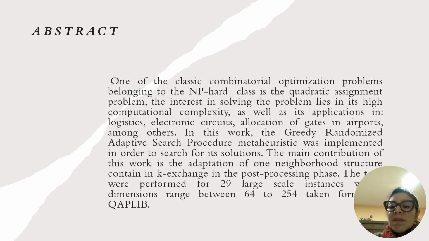In this work, the greedy randomized adaptive search procedure metaheuristic was implemented in order to search for its solution. The main contribution of this work is the adaptation of one neighborhood structure contained in K-exchange in the post-processing phase to perform for the 29 large-scale instances of dimensions ranging between 64 to 254 taken from the QAPLIB.